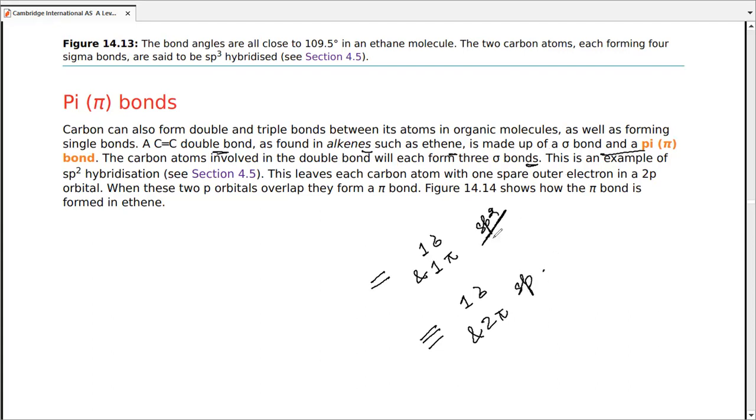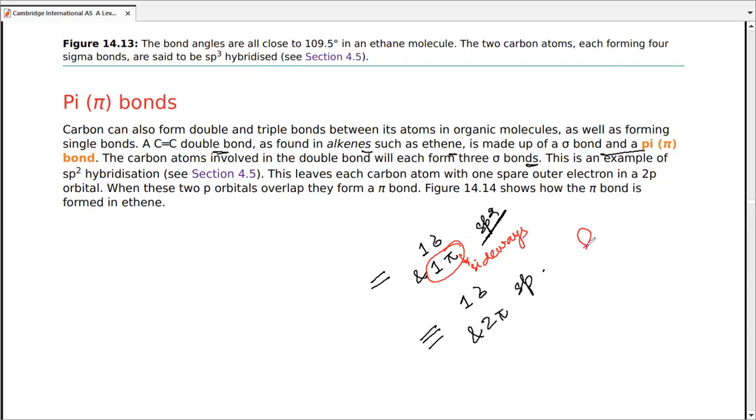Now, sp2 clearly means that there was one orbital that never took part in hybridization. That one atomic orbital, which never got hybridized, was the sole reason for this pi bond. Why? Because that was the one that went with sideways overlap.